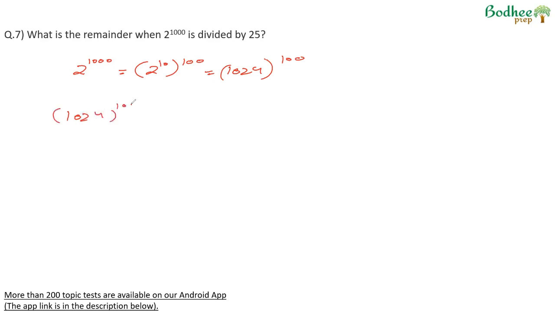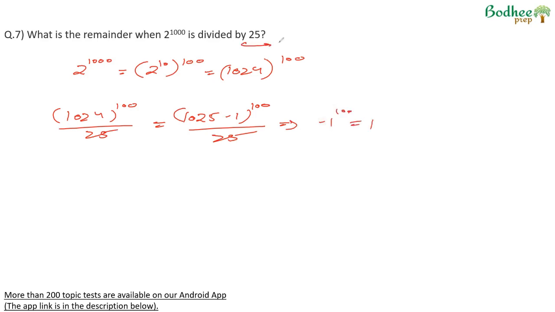1024 when divided by 25 will be 1025 minus 1. And therefore, we can see the remainder here will simply be minus 1 raised to power 100, which will be 1. Hence, the answer here is 1.